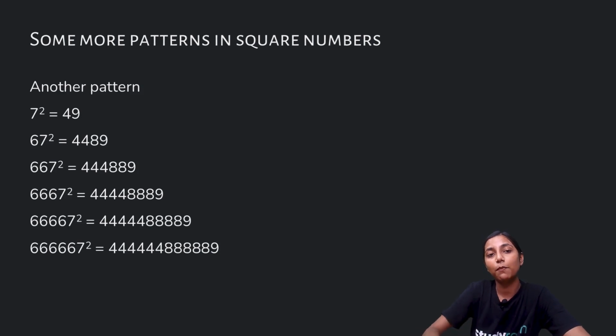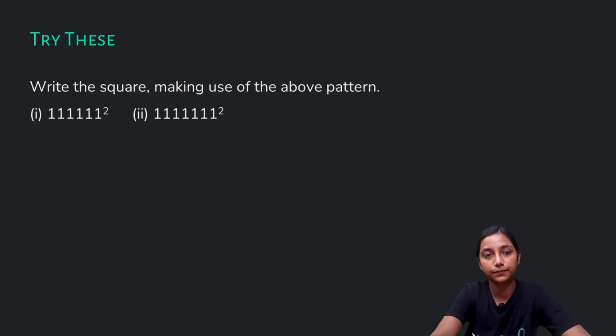Next up we have one more pattern. 7 square is 49, we know that. 67 square is 4489. Now 667 square becomes 444889. So, if we add one more 6 and take the square of that number, we are going to add one more 4 and one more 8. This is how you do it. This is one more pattern you can see in the square numbers.